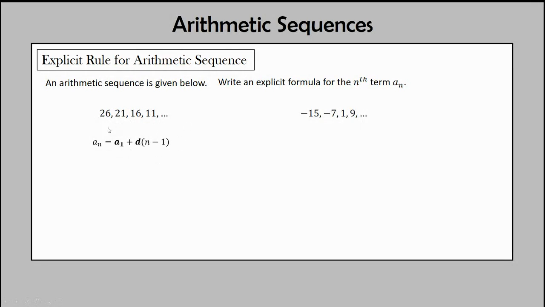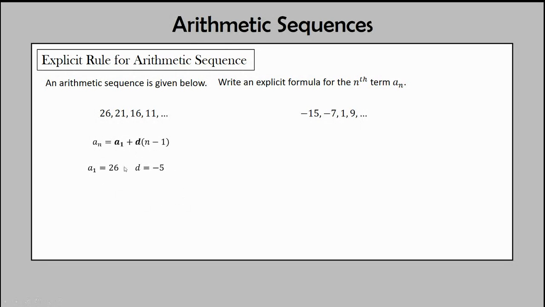We know our formula is a sub n equals a sub 1 plus d times n minus 1. So we need to know the first term of the sequence, and we need to know the common difference in order to be able to write this formula. And we got all that information right here. Looking at this, our first term of our sequence is 26, and we know our common difference is minus 5. So we're going to subtract 5, or add a negative 5, each time. Those are the two pieces I needed, so I'm ready to write this explicit formula now.